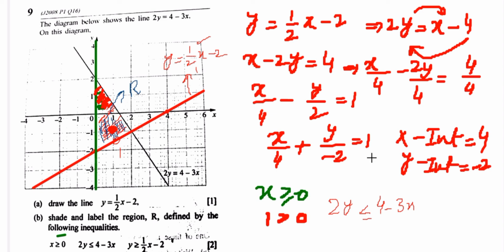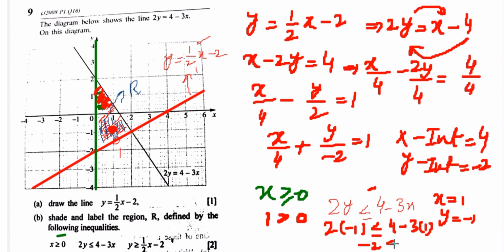The next one, if I put x is equal to 1 and y is equal to -1 in the second inequality, 2 into -1 less than or equal to 4 minus 3 into 1. This is -2 less than or equal to 1. This is true. This shows that a point from this region also satisfies the second inequality.